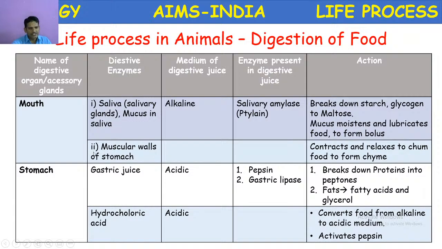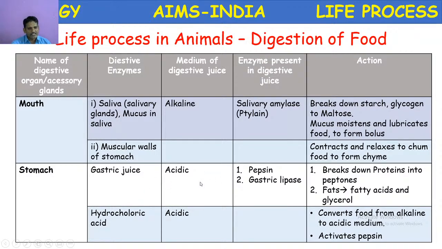Hence, it is not represented here. Only peristalsis movement takes place, where the wave-like movement pushes that food from mouth to stomach through the esophagus, the food pipe. Next, the stomach. The stomach has a muscular wall. It is a bag-like structure.